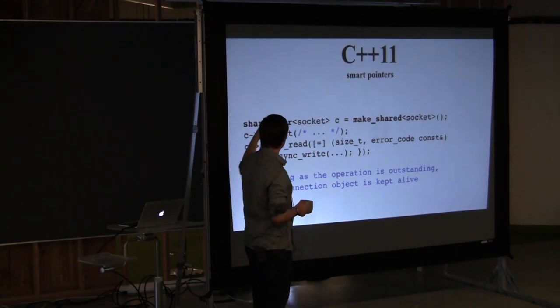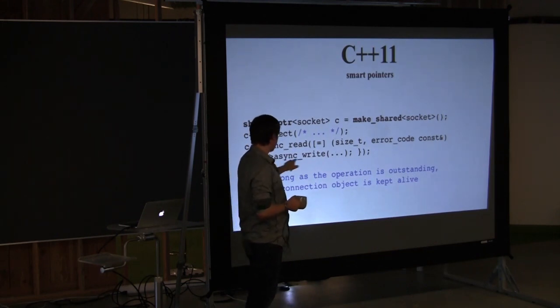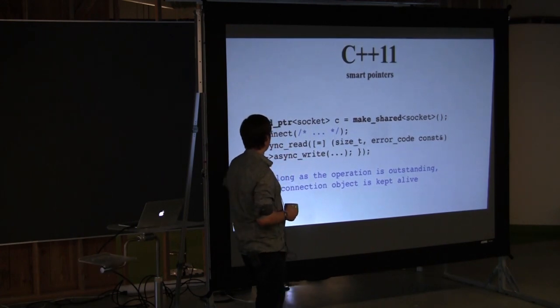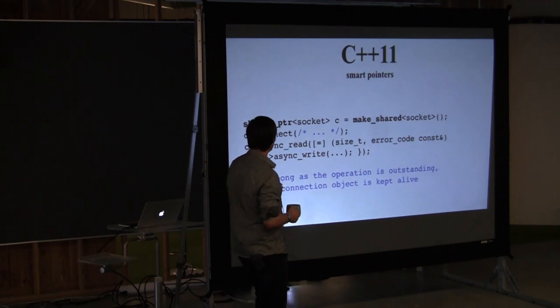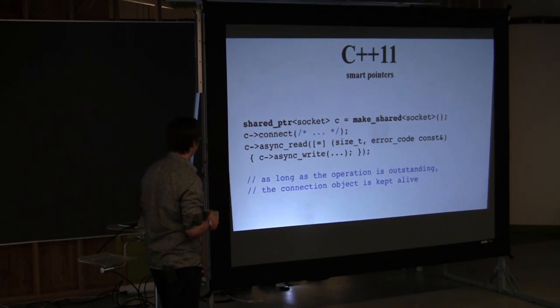Let's say we have a socket, we create it, we connect it somehow, and we launch an asynchronous read operation. And we do that with a lambda, and inside this lambda we use C to launch the next operation. The fact that we are constructing this lambda and passing it in as a function object will grab a copy of C, which is a shared pointer. So it will copy the shared pointer, and as long as this asynchronous operation is outstanding, it will actually keep the socket object alive.